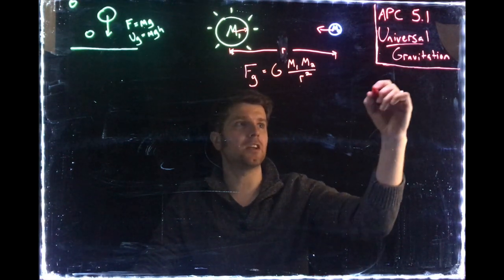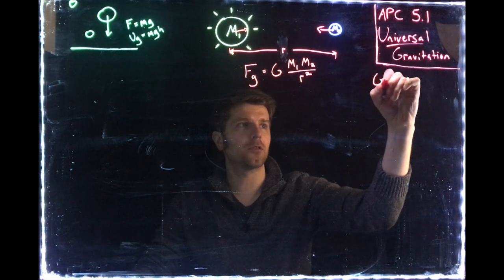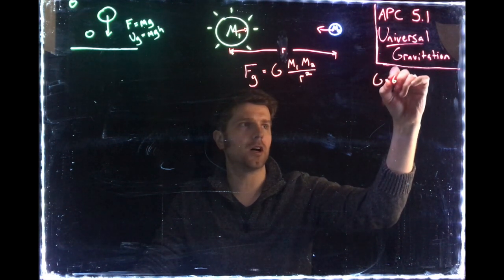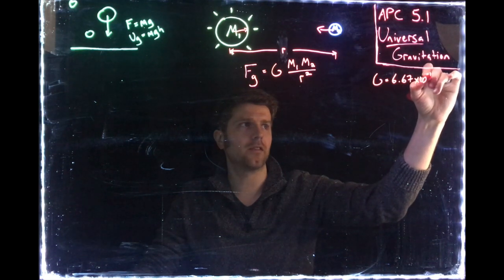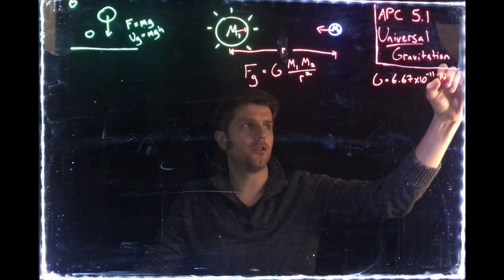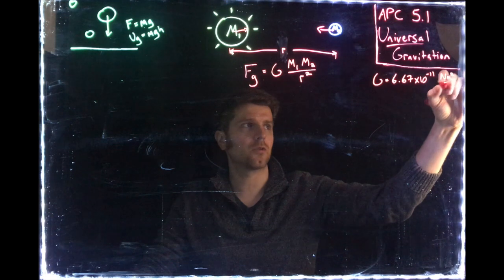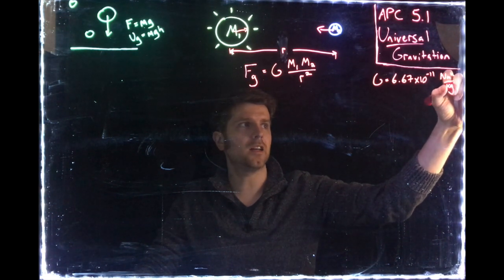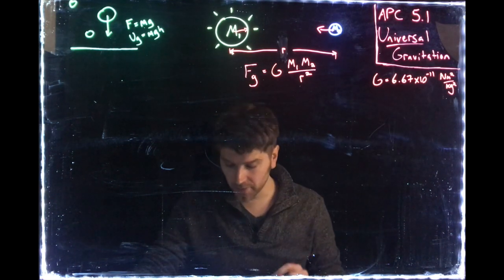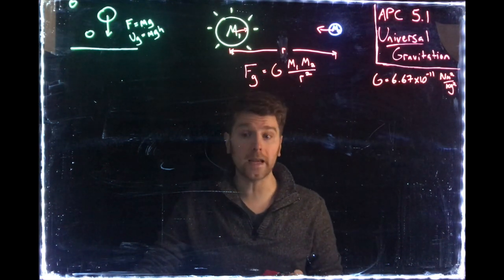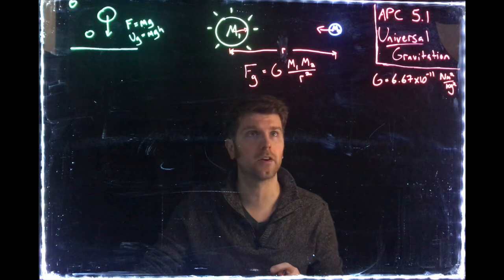First of all, what is big G? Big G is a fundamental constant of the universe equal to 6.67 times 10 to the negative 11th, and it has units of newtons times meters squared over kilograms squared. In any case, times 10 to the negative 11th is a very small number, which is befitting the fact that gravity is actually a very weak force, unless you have very, very large objects.